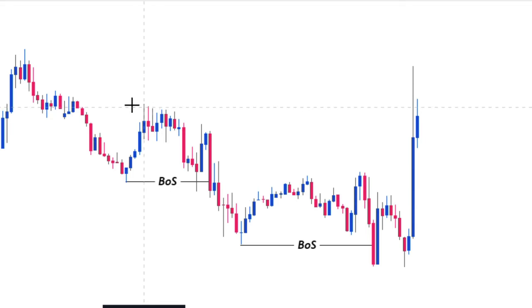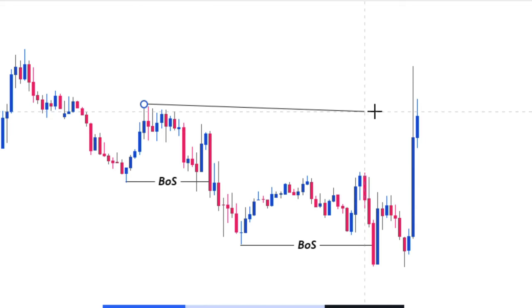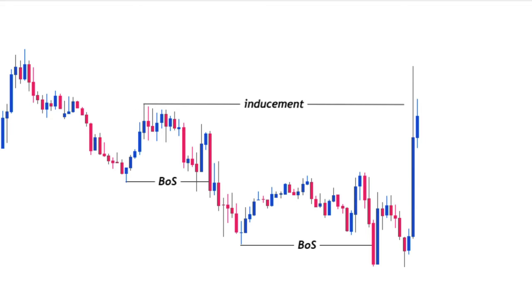It is not a reversal. It is a trap. In trading, we call this inducement. Inducement simply means the market creates a move to attract traders in the wrong direction. Price goes up to make buyers confident. It creates excitement. It looks like a breakout. But the real goal is different.